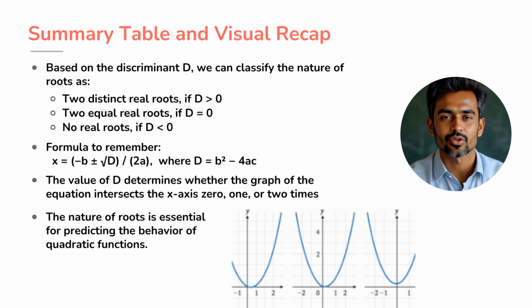We say that a quadratic equation ax squared plus bx plus c equals 0 has different kinds of roots based on the value of the discriminant D. If D is greater than 0, we get two distinct real roots. If D is equal to 0, we get two equal real roots. If D is less than 0, there are no real roots, only imaginary ones. So the discriminant is like a magic number that predicts how the equation will behave.